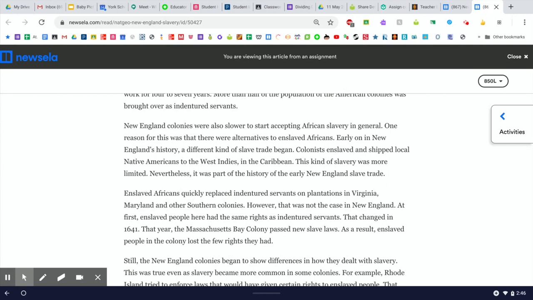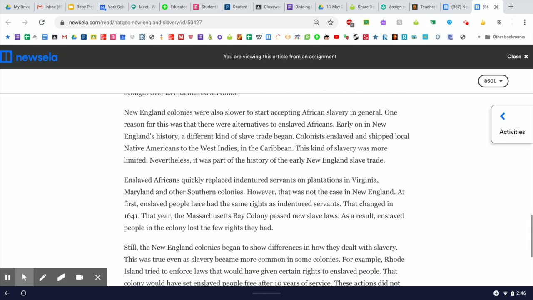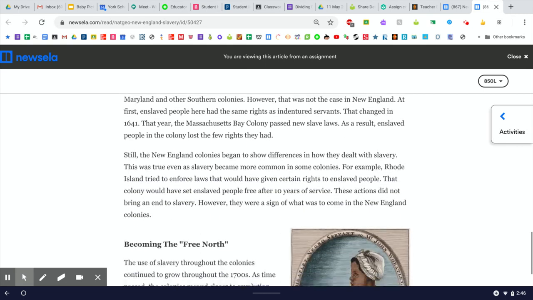Enslaved Africans quickly replaced indentured servants on plantations in Virginia, Maryland, and other southern colonies. However, that was not the case in New England. At first, enslaved people here had the same rights as indentured servants. That changed in 1641. That year, the Massachusetts Bay Colony passed new slave laws. As a result, enslaved people in the colony lost the few rights they had. So slaves became true slaves and had no rights.